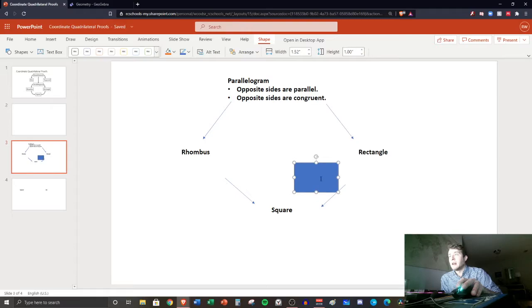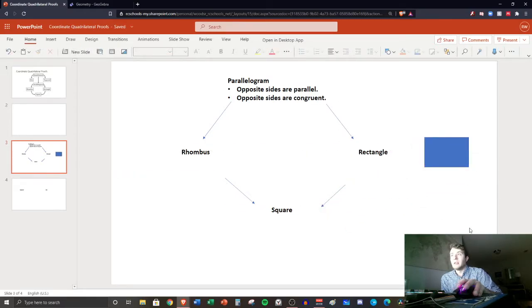Here it is, right? Rectangle. There it is. A rectangle. Opposite sides are still parallel. We know that. Opposite sides are congruent. And from the first time that you ever saw a rectangle, you knew these rules because I'm sure your teacher taught you those. But what is it that makes a rectangle?